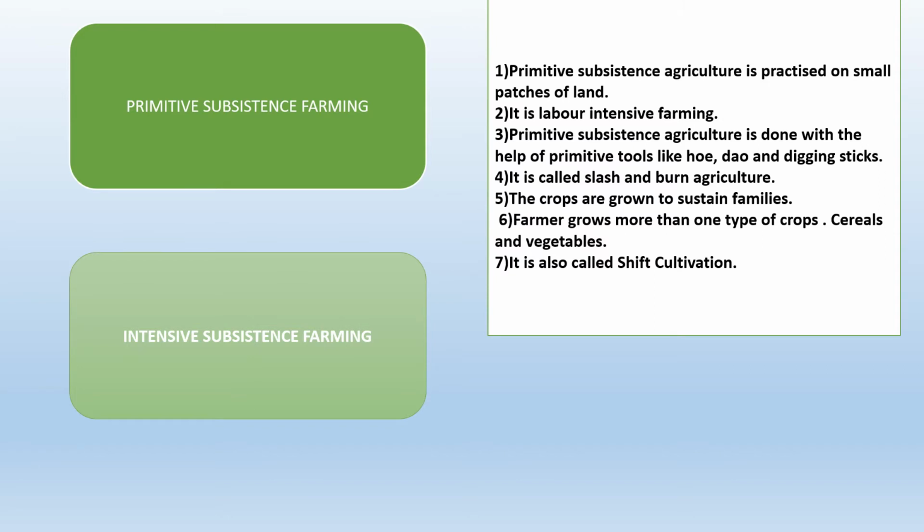It is summed up here. Primitive subsistence agriculture is practiced on a small patch of land. It is labor-intensive farming. It is done with the help of primitive tools like hoe, dao and digging stick. It is called slash and burn agriculture. The crops are grown to sustain the family. The farmer grows more than one type of crop, cereal, vegetable. It is also called shift cultivation.